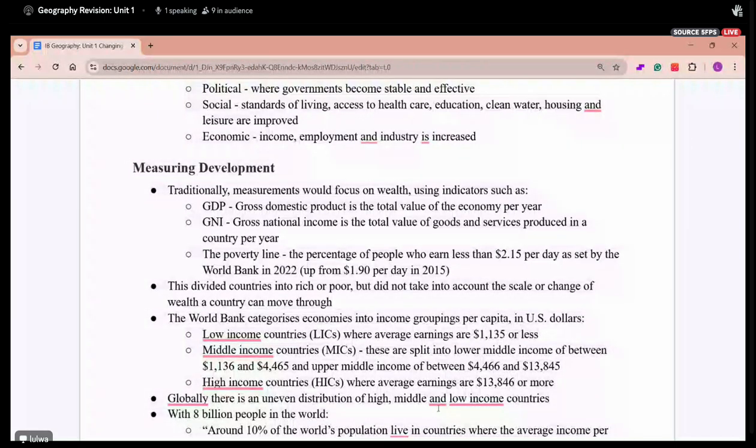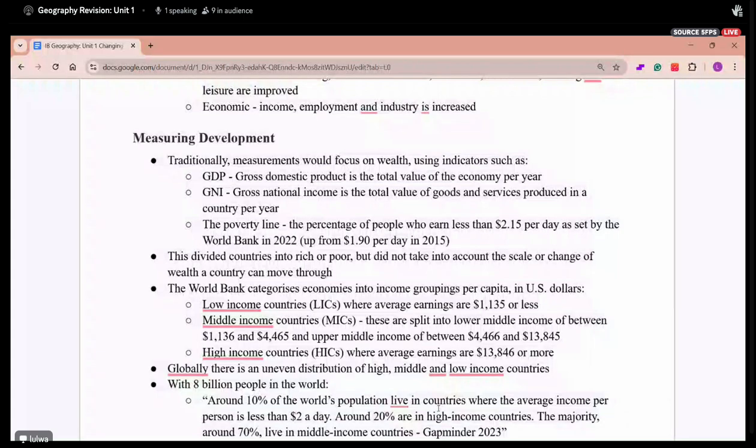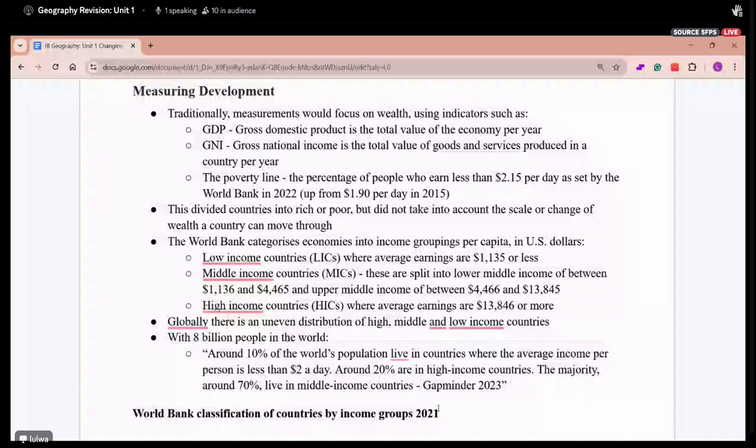This divided countries into the rich or poor, like the global north and the global south, but it did not take account of the scale or change of wealth. So then the World Bank decided to categorize economies into income groupings per capita. So you have low income, middle income, and high income countries.